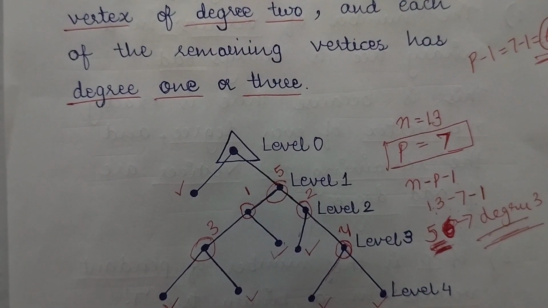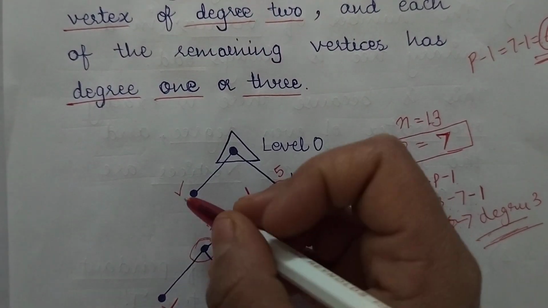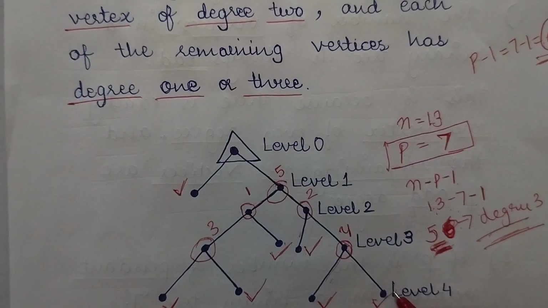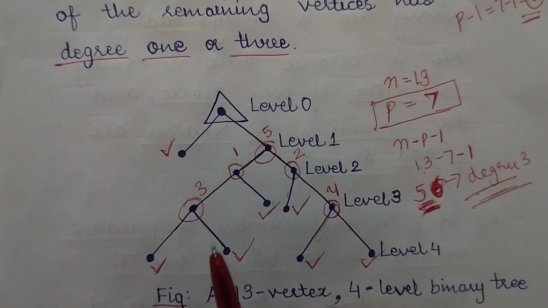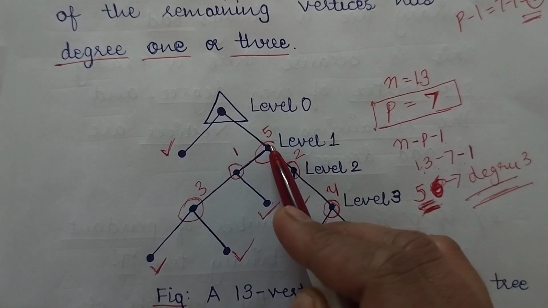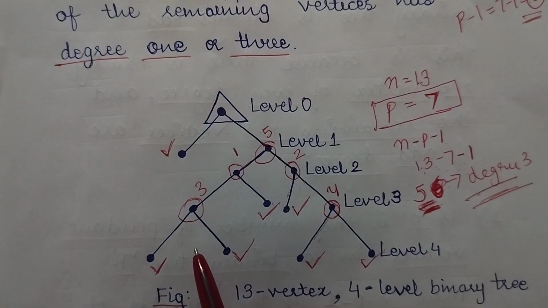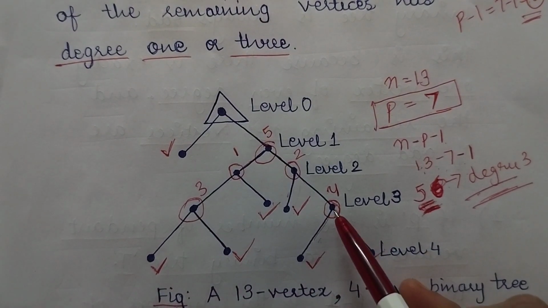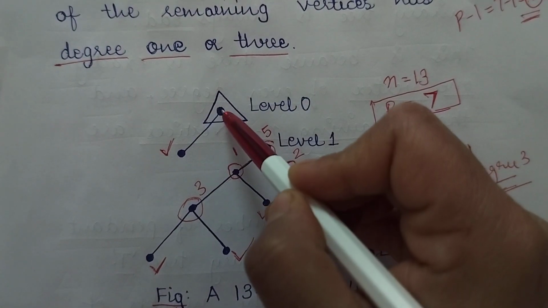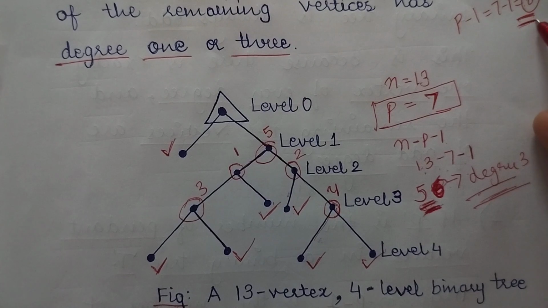Now these vertices which are marked with a tick mark are the pendant vertices. All these vertices which are tick marked are the pendant vertices. Other than that, all other vertices are the internal vertices. Like this is an internal vertex. So I have 1 internal vertex, 2, 3, then 4, then 5 and then 6. So in total I am having 6 internal vertices.